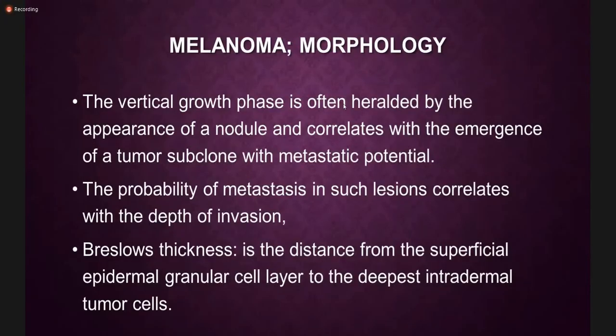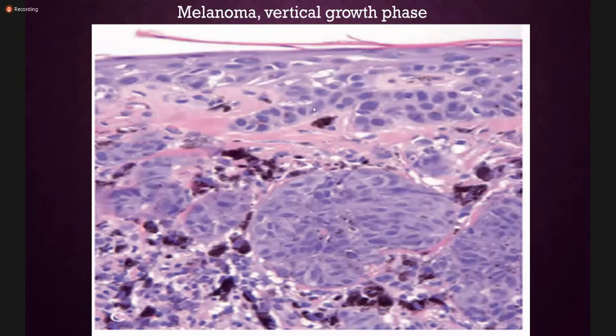Now the second phase is the vertical growth phase. Clinically it is heralded by the appearance of a nodule and correlates with the emergence of a tumor subclone with metastatic potential. The probability of metastasis in the vertical growth phase correlates with the depth of invasion. Breslow's thickness is the distance measured from the superficial epidermal granular layer to the deepest intradermal tumor cells. So the vertical growth pattern is when the tumor grows down into the dermis in a vertical manner. Now it has the capability to metastasize.